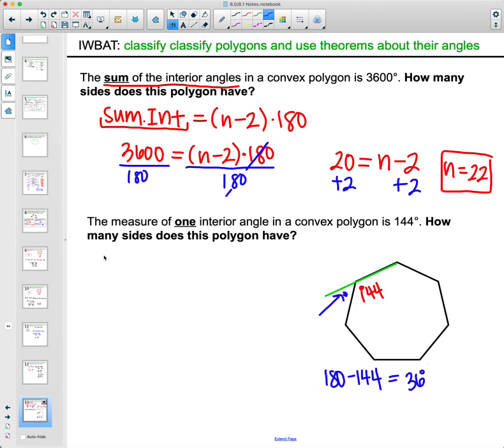The reason this is nice is because the exterior sum is 360, always. Doesn't matter how many sides it has. So it's always 360. So then to get one angle, we could just divide by the one angle we know, and that would tell us how many sides there are. So if we have 360 degrees and each angle is 36, we would do 360 divided by 36 to get 10 sides.